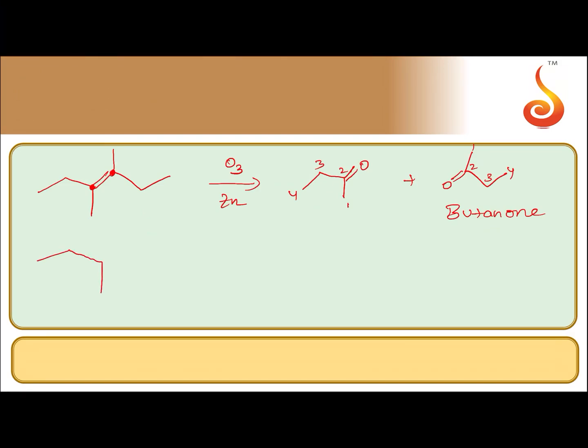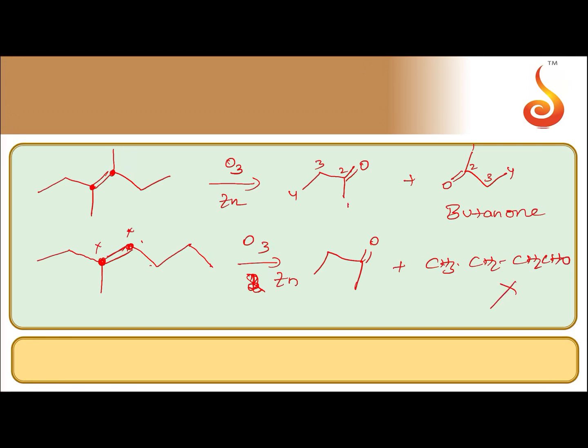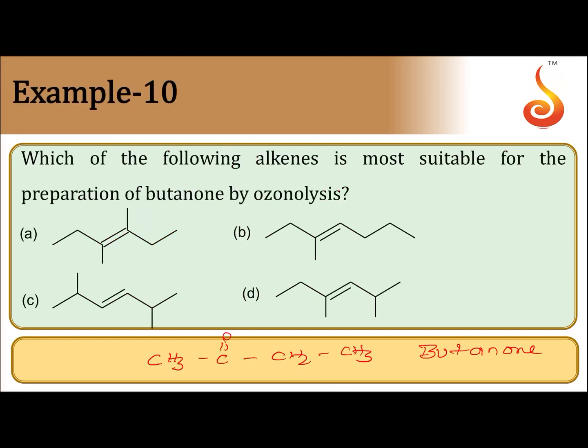Now let us take the second option. How is the compound? This is the compound which undergoes ozonolysis. Remove this double bond, put a double bond O on these two carbon atoms. So what will I get? Butanone, I will get 1, 2, 3, 4. Butanal I will get CH3, CH2, CH2, CHO. So the second option is ruled out because along with butanone I am getting some other compound, butanal.